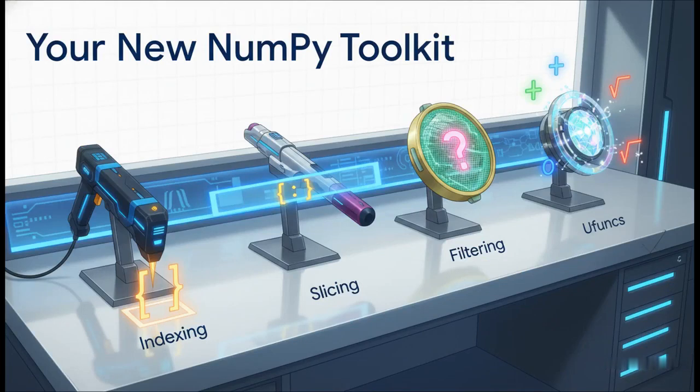So let's do a quick recap of the tools you now have in your belt. You've got indexing, using those square brackets to grab a single item. You've got slicing with a colon to grab a whole range. You have filtering, using a condition to pick out just the data you need. And you've got ufuncs, like plus or times, to do lightning-fast math on everything.